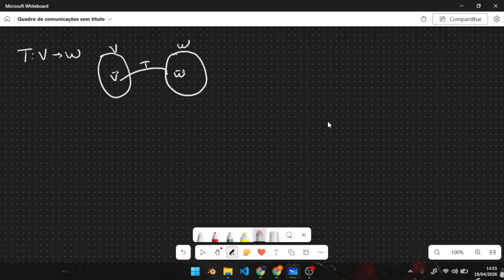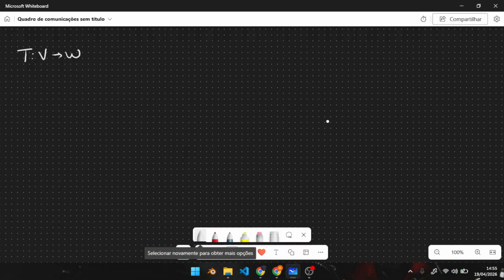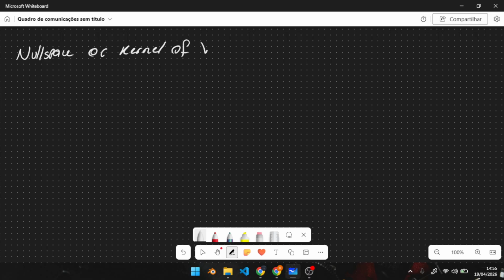Now, what I learned this week was something completely new, which is the kernel or the null space of a transformation. So, like I said, a transformation takes one vector from one vector space to another vector space. Now, the kernel or null space of a vector space, I'm gonna put a V. You can see them like this.